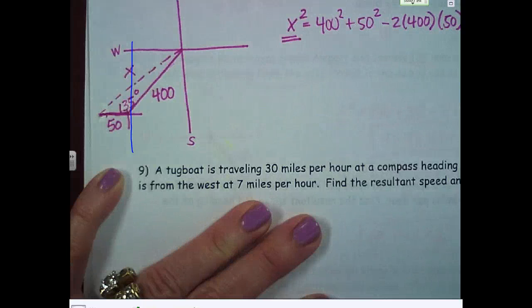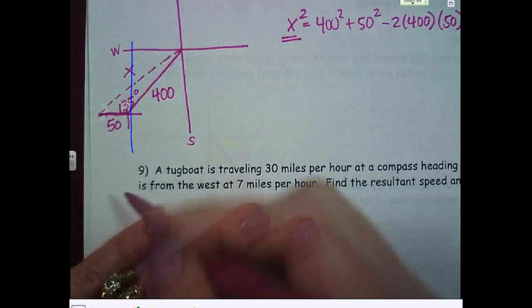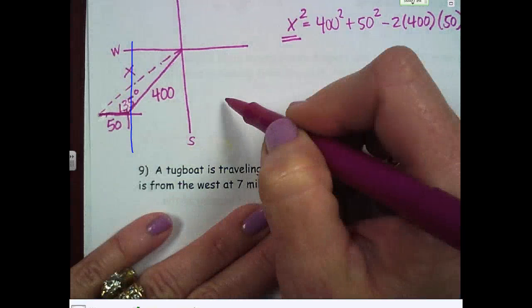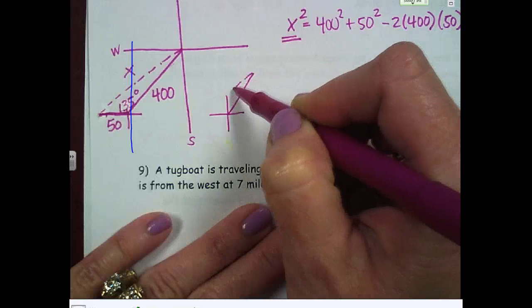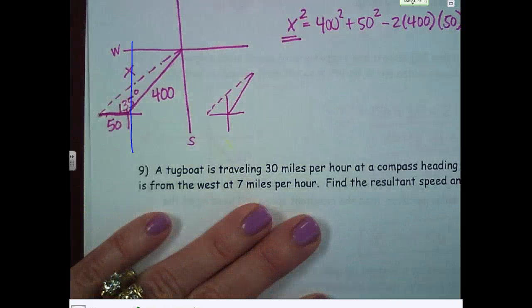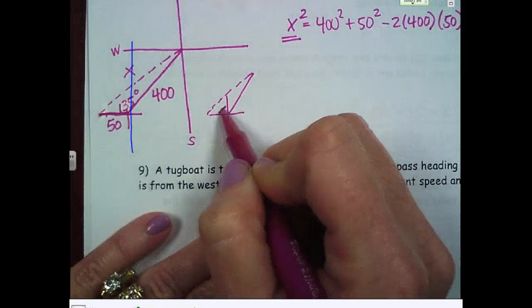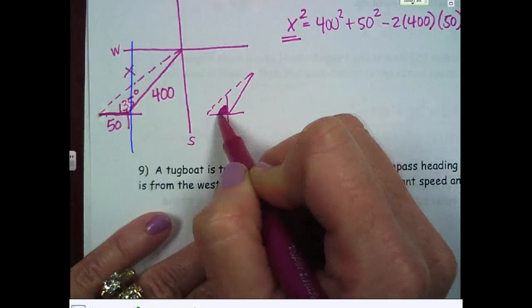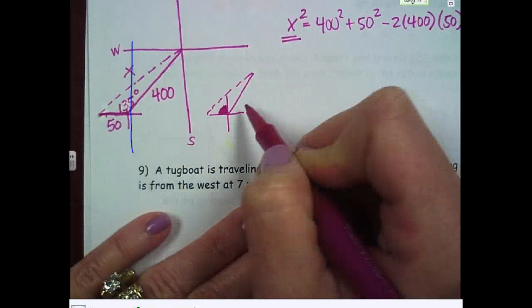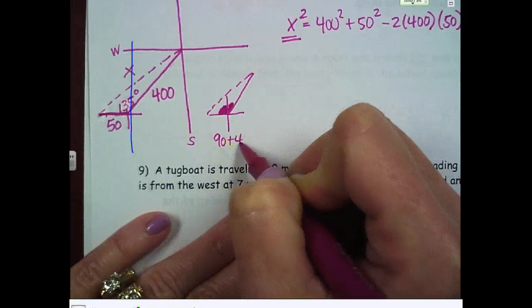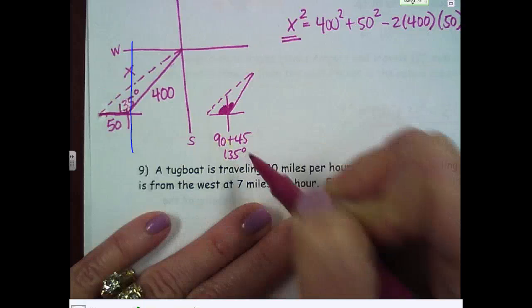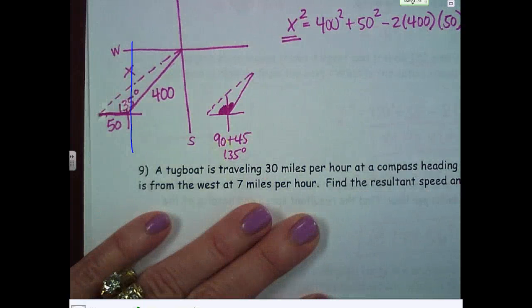Yes, Devin. Why is it 135? Okay, so he's asking again why it's 135. This was my triangle. I'm going to reproduce it right here again. Correct? Okay, this angle is how much? 90, 90. This angle is how much? 45. So 90 plus 45 is 135. That's how I got it. Do you see it now?